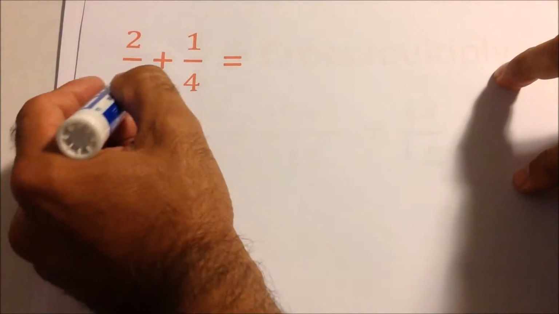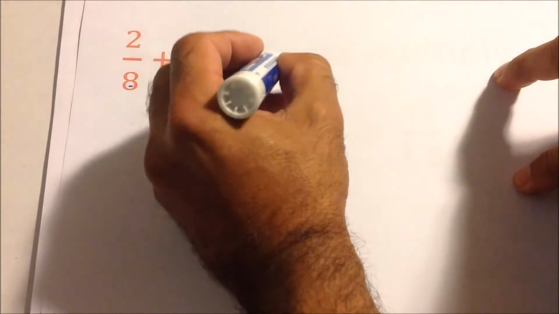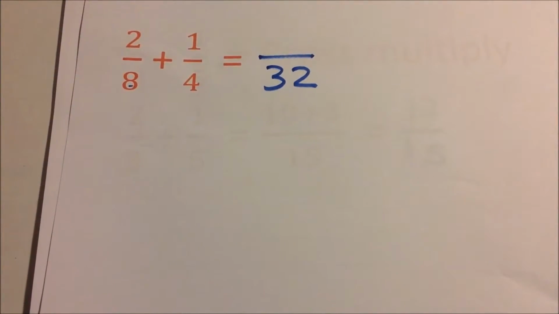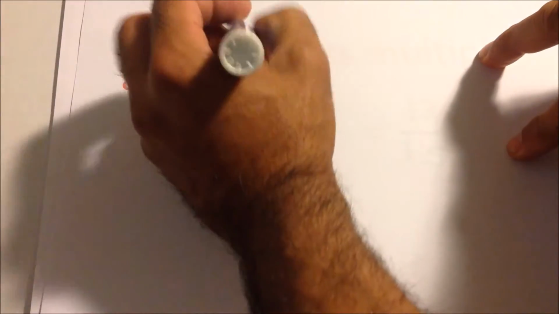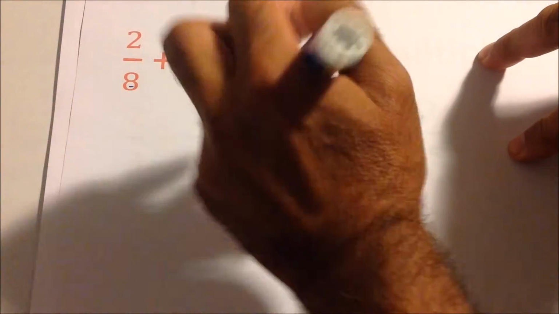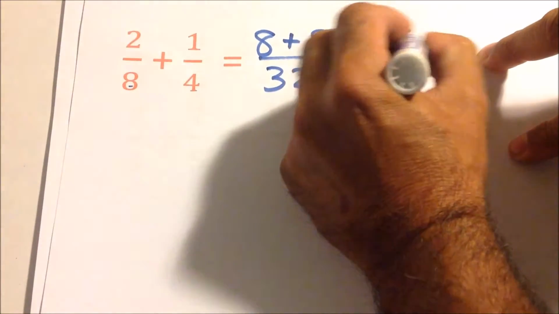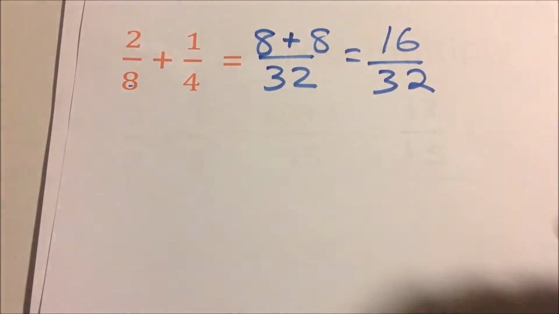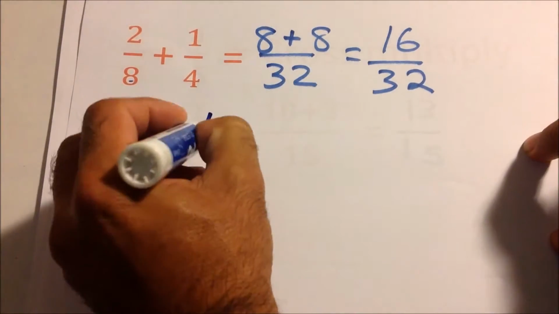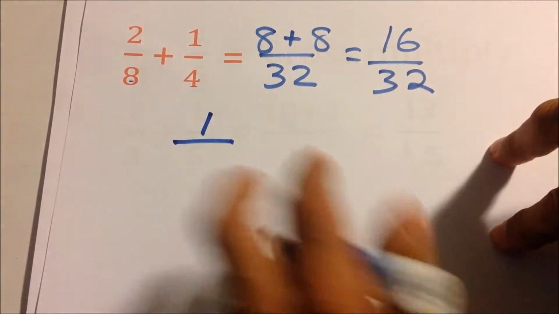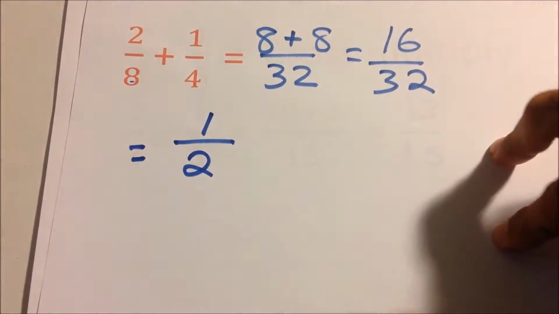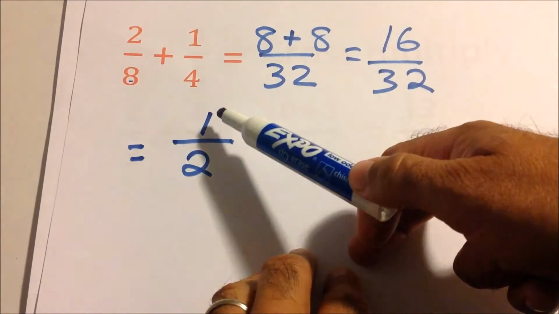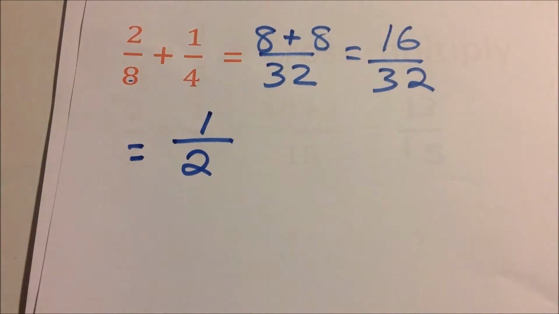Okay, so we just multiply the denominators. Don't forget, 8 times 4 is 32. So that's so far. Then cross multiply. 4 times 2 is 8. And 8 times 1 is 8. And we get 16/32, which we can also simplify. 16 goes into 16 once, and 16 goes into 32 twice, and we get half. And you probably would have seen that because 2/8 is actually 1/4. So sometimes you can look at that.